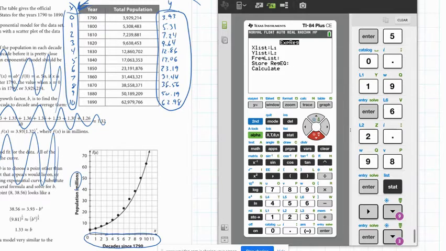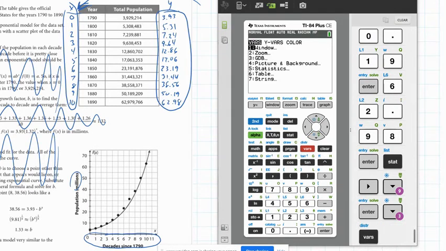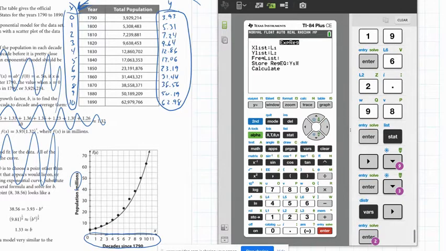Now this step here, storing the regression equation, is pretty important because this will help us with entering the regression equation into our calculator in the y equals menu automatically. So we want to store the regression equation as y1. So we're going to go to variables, which is the vars button, y variables, function, y1. Okay, and I'll explain again what that's really doing, but we do want y1 there.